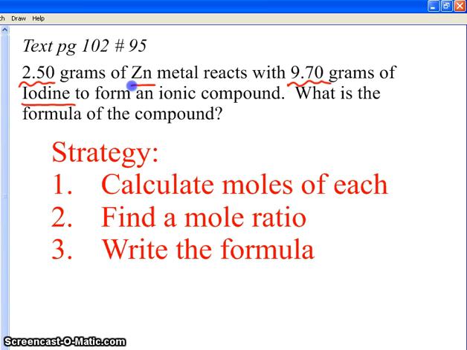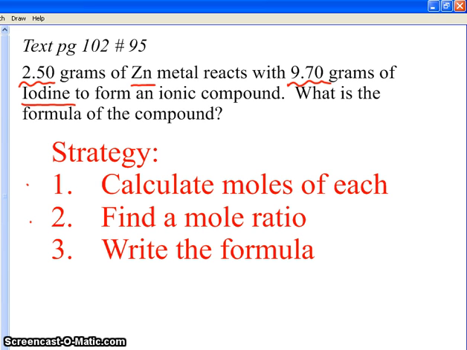Let's say we have no clue what the formula of this compound is. What we can do to come up with a formula is these steps. First, we're going to calculate the moles of zinc and calculate the moles of iodine. Second, we're going to look at the mole ratio, and that will allow us to write the formula.